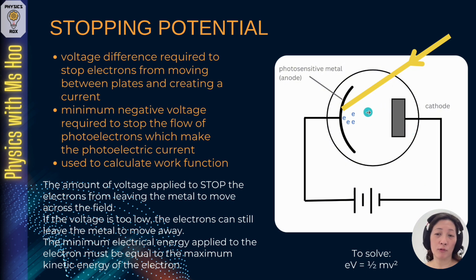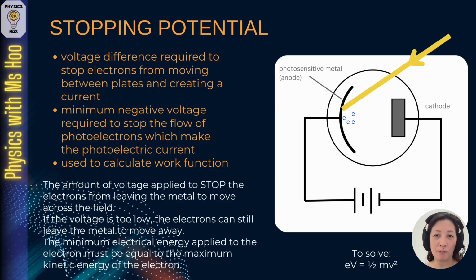If the voltage was too low to pull the electrons back to the anode, and the electrons are able to leave with enough energy, they may still be able to move over to the cathode and complete the circuit. So basically, the stopping potential is the amount of voltage needed to be applied between the anode and cathode to stop the electrons from crossing this field in the first place. That means from leaving the metal to move across the electric field. As mentioned here, if the voltage is too low, the electrons can still leave the metal to move away. So stopping potential is the minimum voltage needed to block the electrons from moving. The moment they come out, they go back in, and the circuit cannot be completed and there'll be no electric current in this circuit. So that's what stopping potential is.